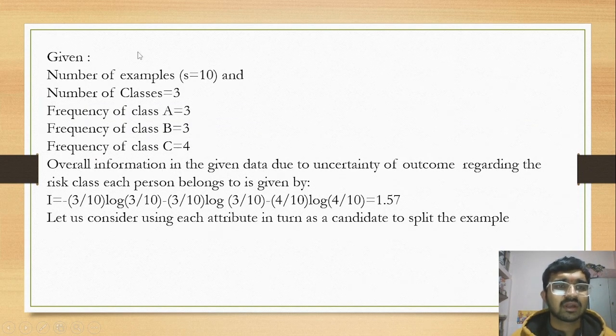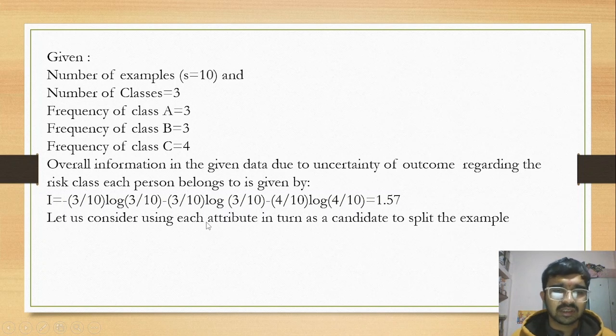Now first we will calculate the overall information in the given data due to uncertainty of outcome regarding the risk class each person belongs to. So first we have the number of examples as 10, and the number of classes as 3, in which the frequency of class A is 3, frequency of class B is also 3, and frequency of class C is 4. Now we will calculate the information of the given data before performing the splitting attribute. So we have got 1.57 as our information.